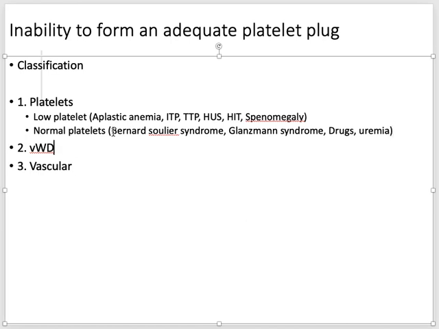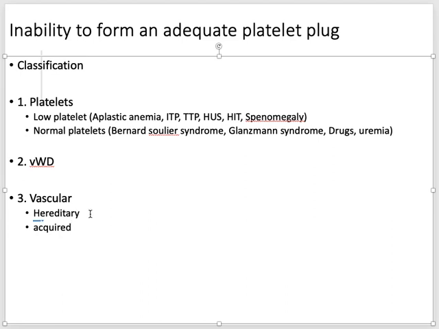Von Willebrand disease is a disease in which these patients have less von Willebrand factor. So we will go to the vascular problems. This is a new thing for you. There are many hereditary issues and many acquired issues. Same thing here, hereditary and acquired.